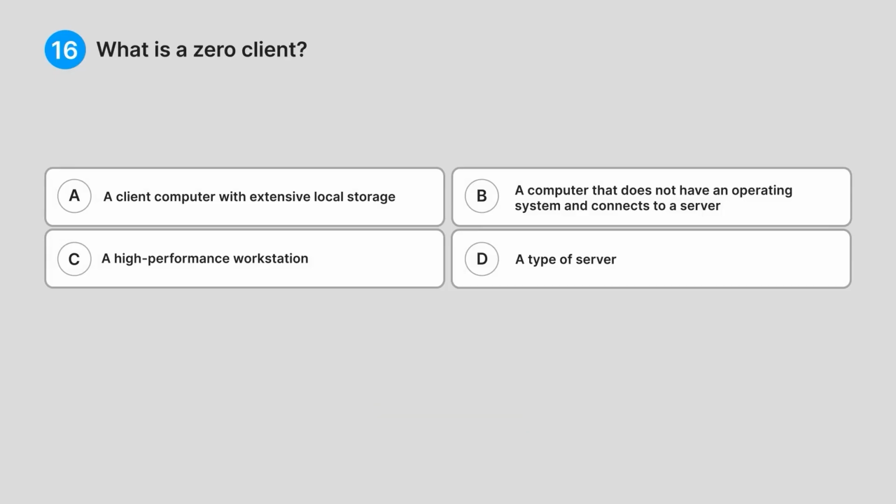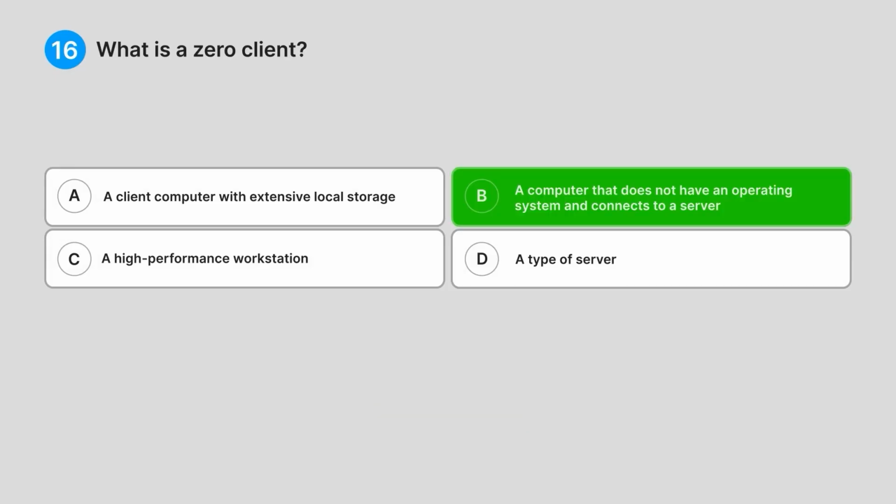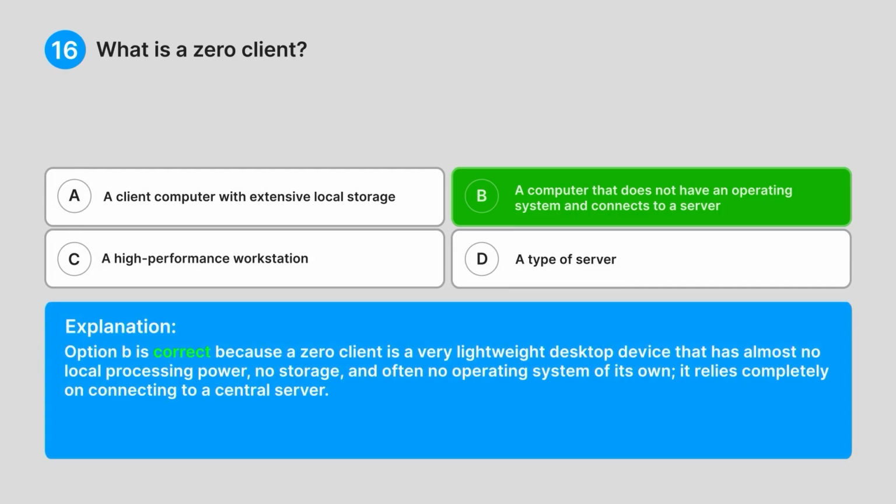Correct answer, B. A computer that does not have an operating system and connects to a server. Explanation. Option B is correct because a zero client is a very lightweight desktop device that has almost no local processing power, no storage, and often no operating system of its own. It relies completely on connecting to a central server.